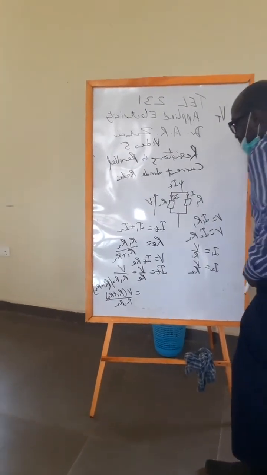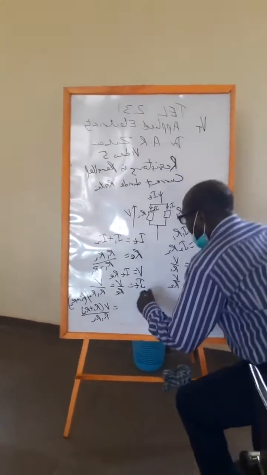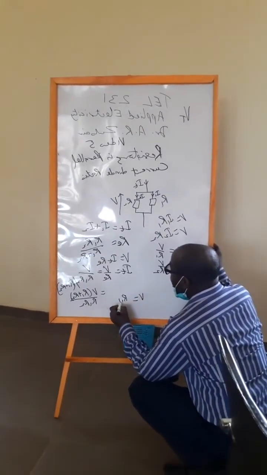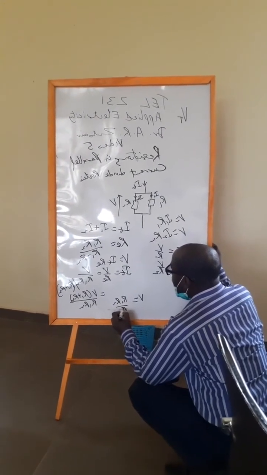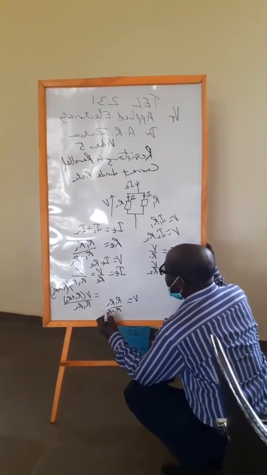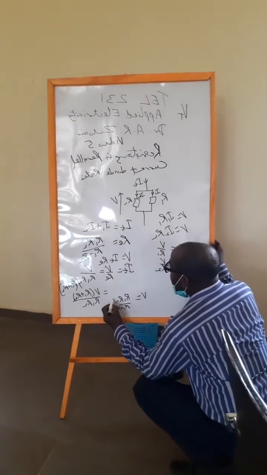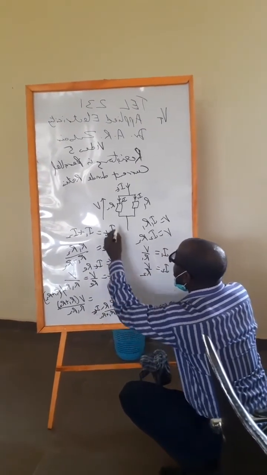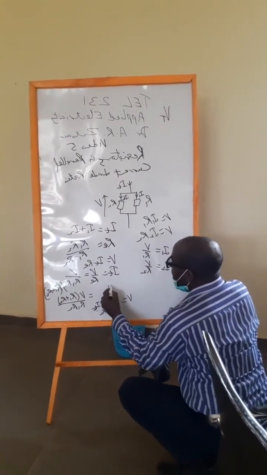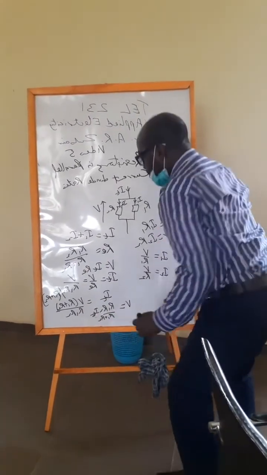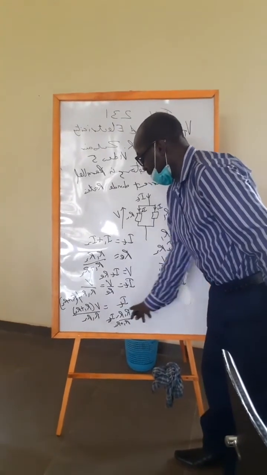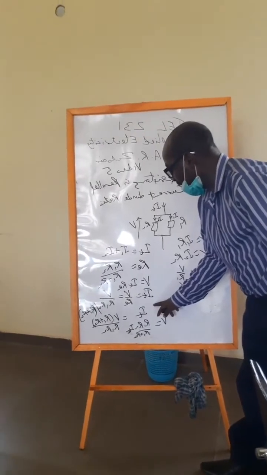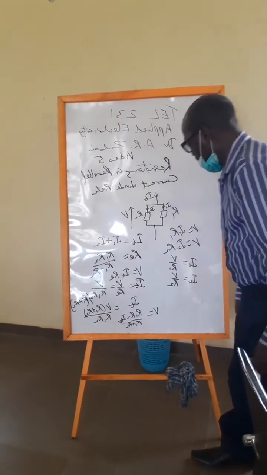So from here now, I can say that V equals R1 R2 over R1 plus R2 into IT. Because this is IT, make V the subject of the formula. V will now be R1 and R2 will come on top here, and then R1 plus R2 will come below.